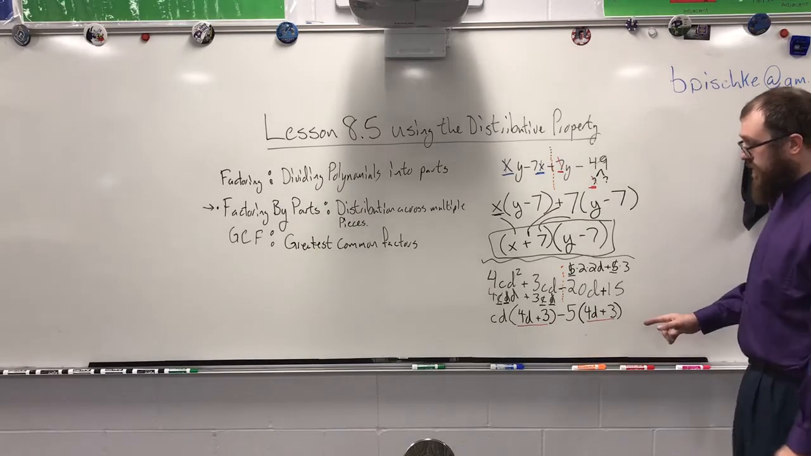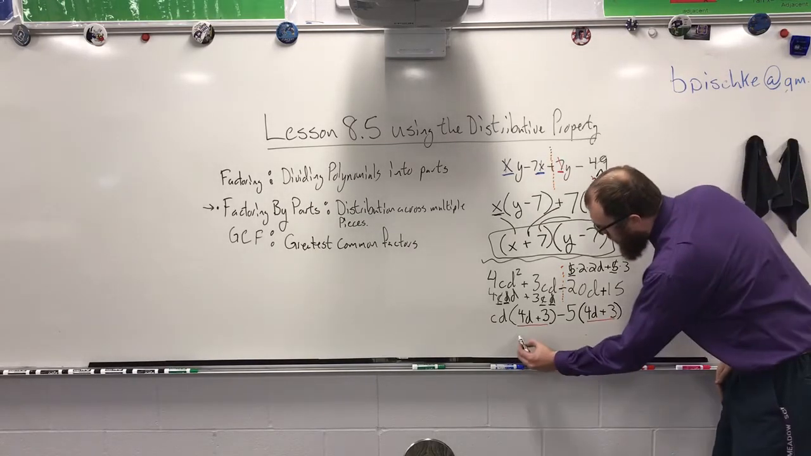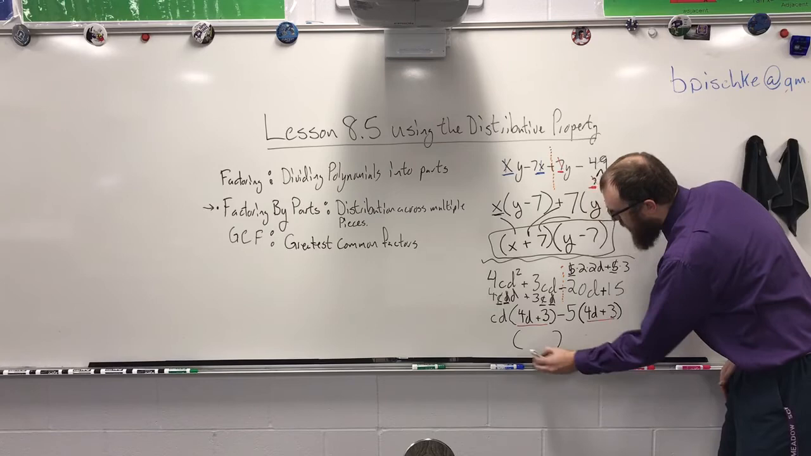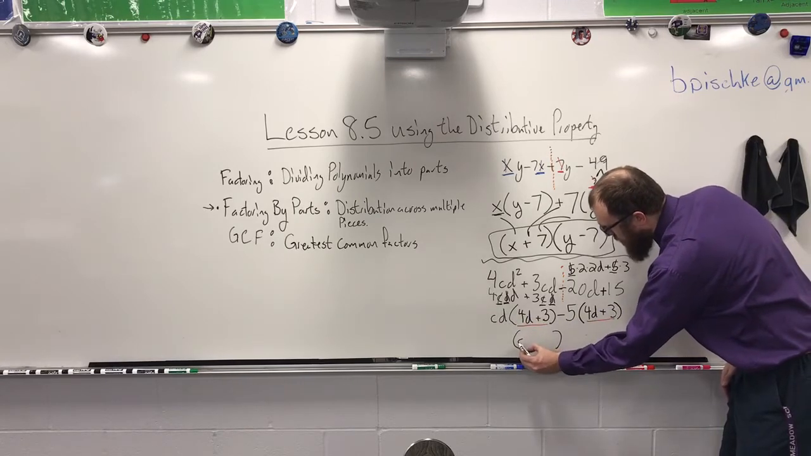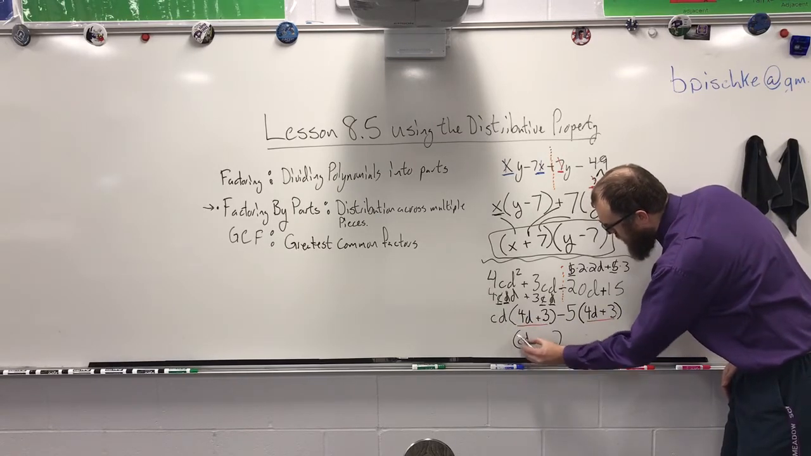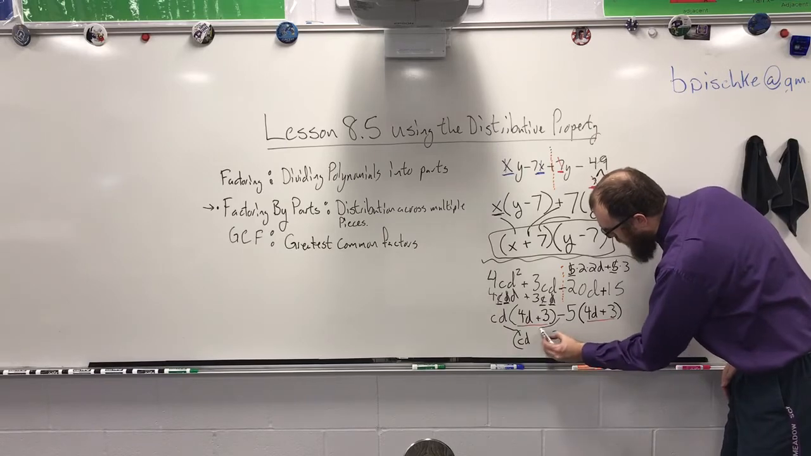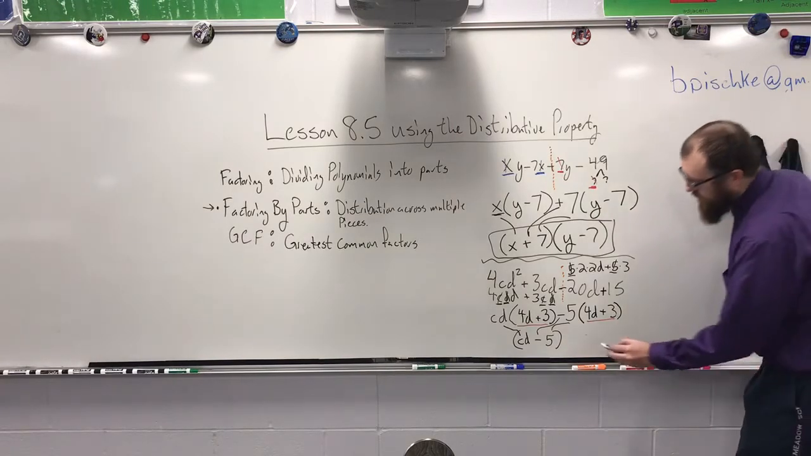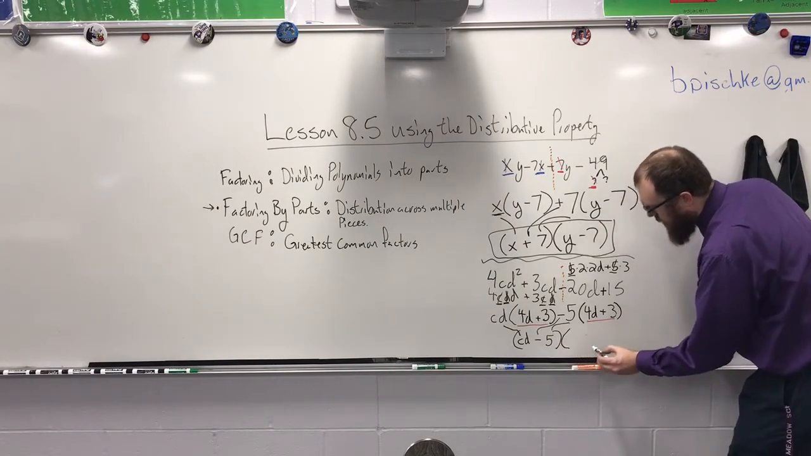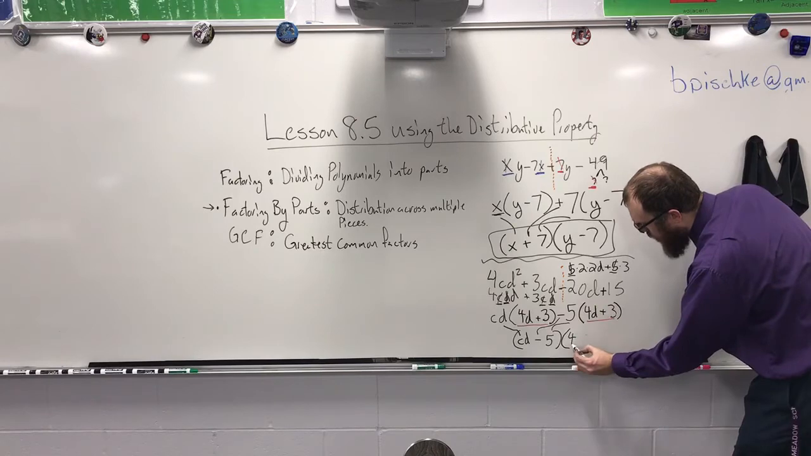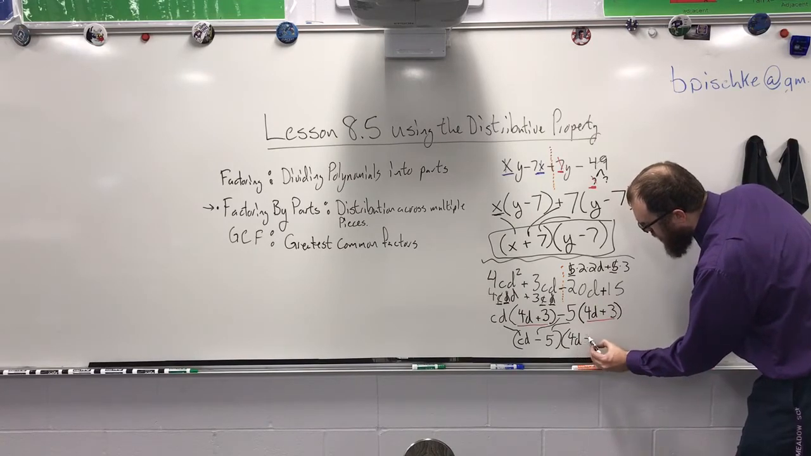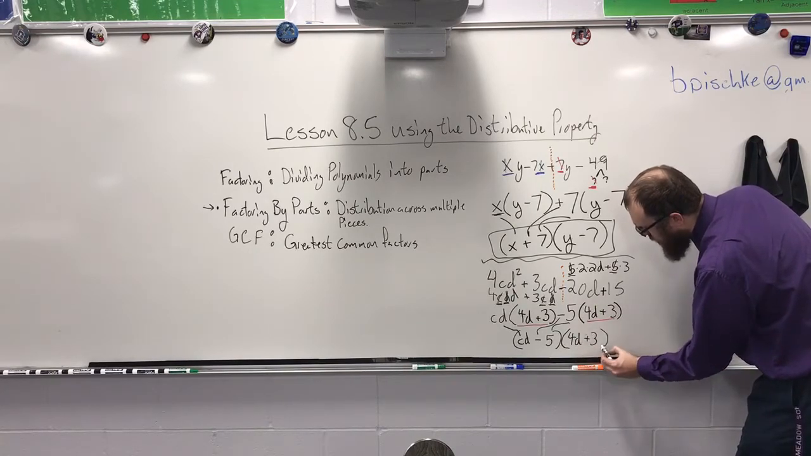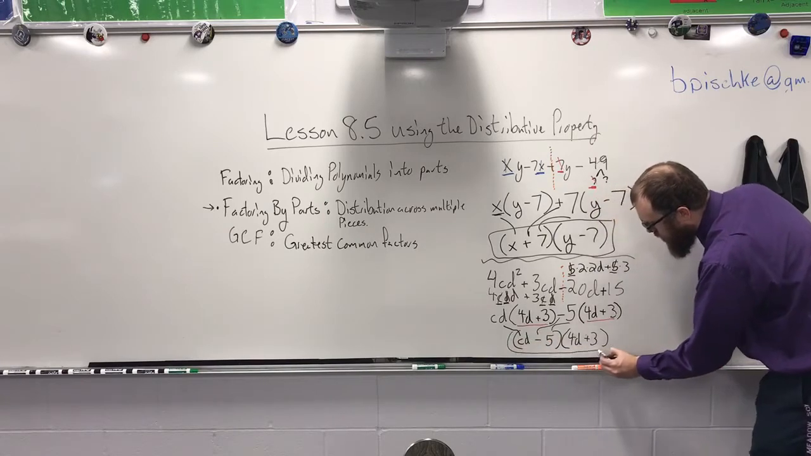Now we can go ahead and push these together. Remember, in our first parenthesis, we're going to put everything that is not in a parenthesis: C, D, minus 5. In our second parenthesis, we're going to put our common binomial, 4D plus 3. We only need one of them, not two of them.